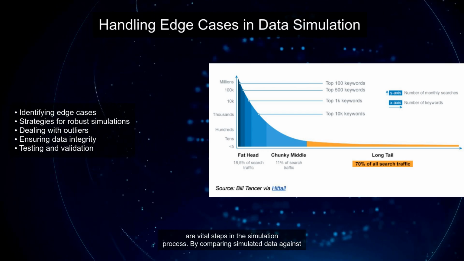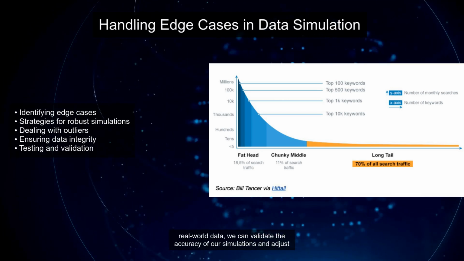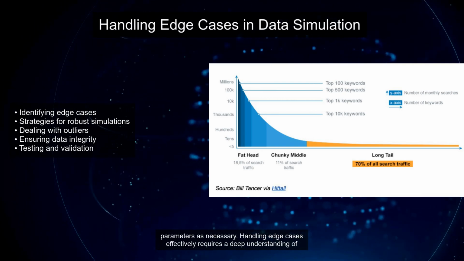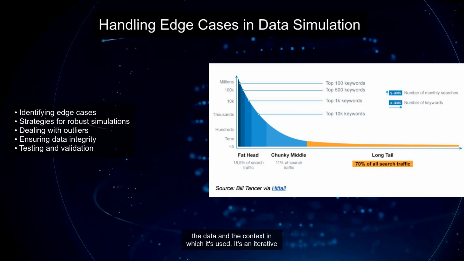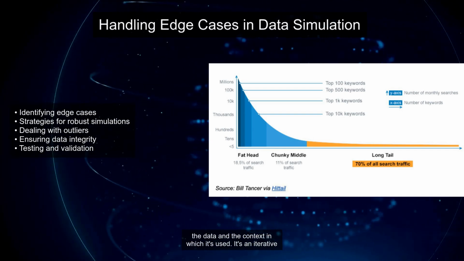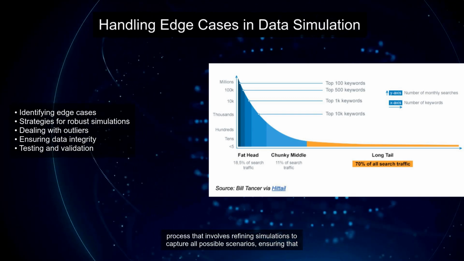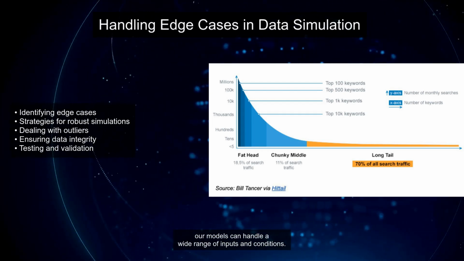Testing and validation are vital steps in the simulation process. By comparing simulated data against real-world data, we can validate the accuracy of our simulations and adjust parameters as necessary. Handling edge cases effectively requires a deep understanding of the data and the context in which it's used. It's an iterative process that involves refining simulations to capture all possible scenarios, ensuring that our models can handle a wide range of inputs and conditions.